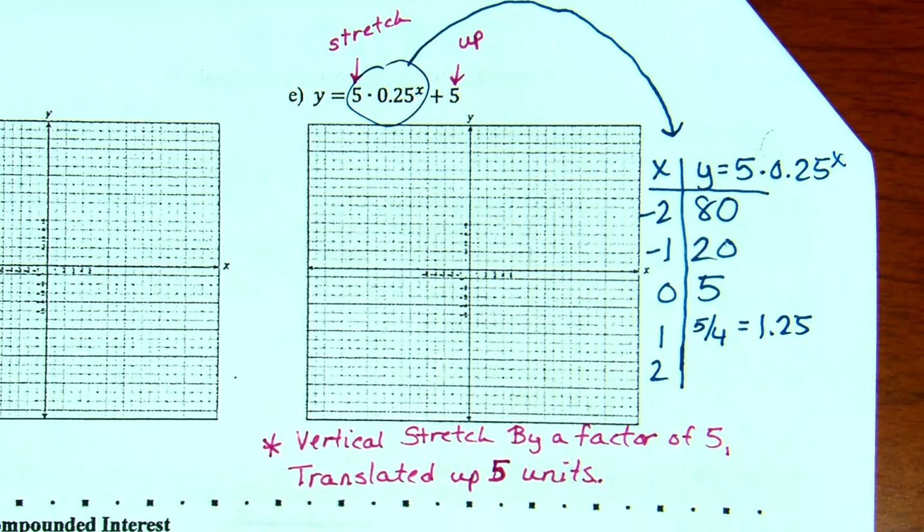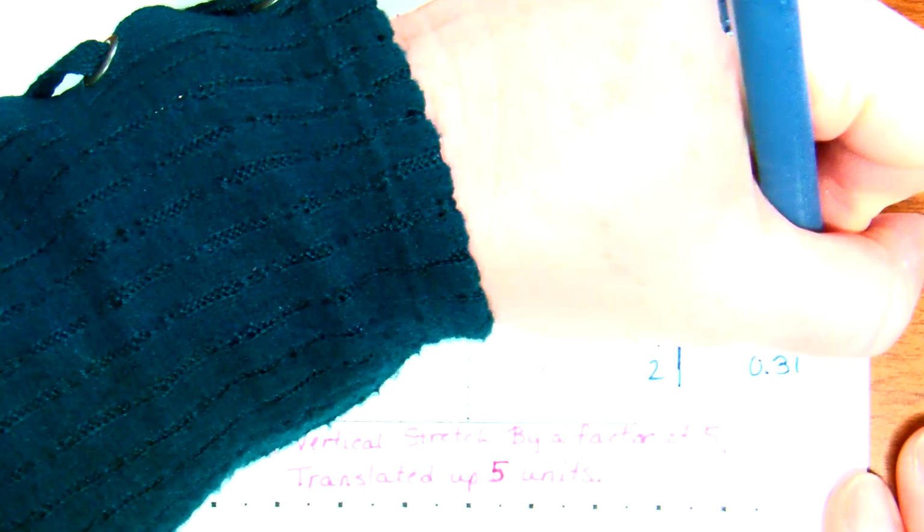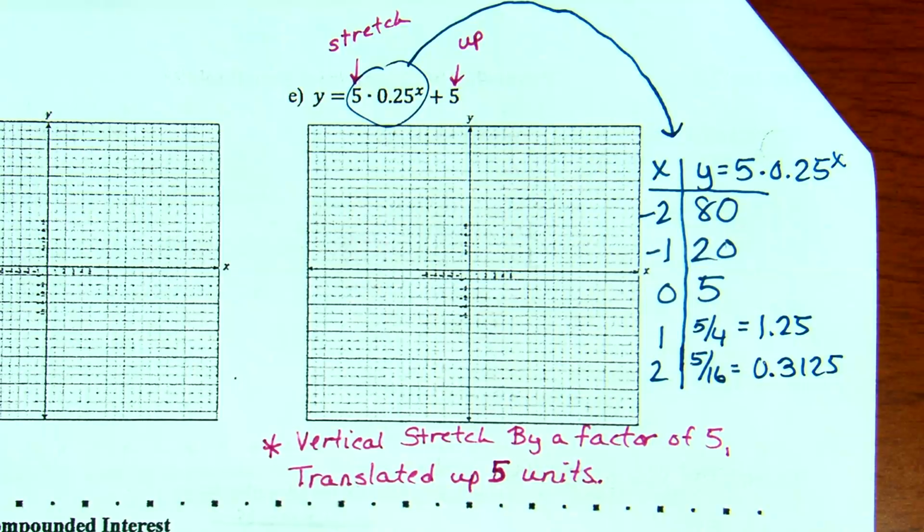What about 2? .3125, which so happens to be 5/16. I'm not doing the +5 right now.